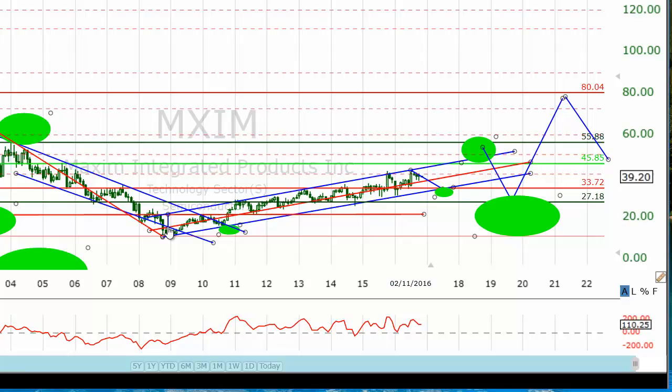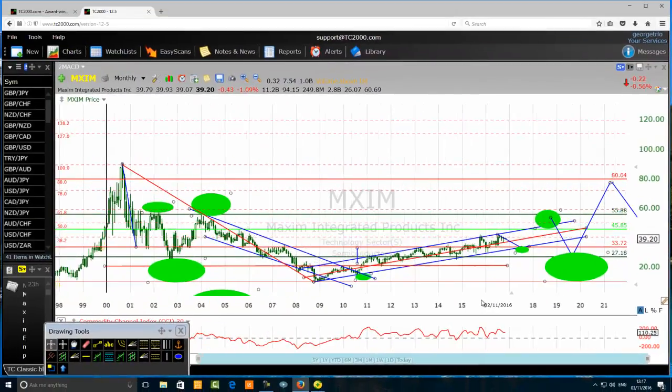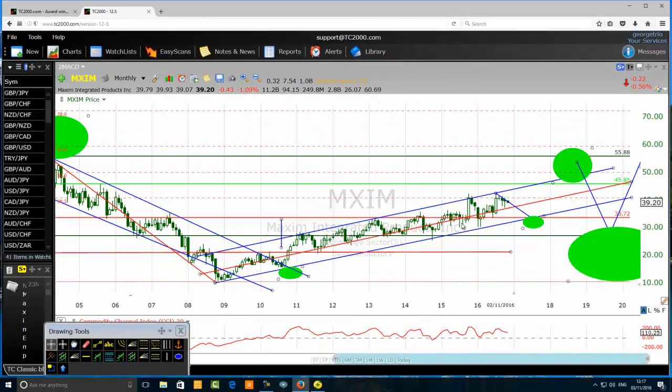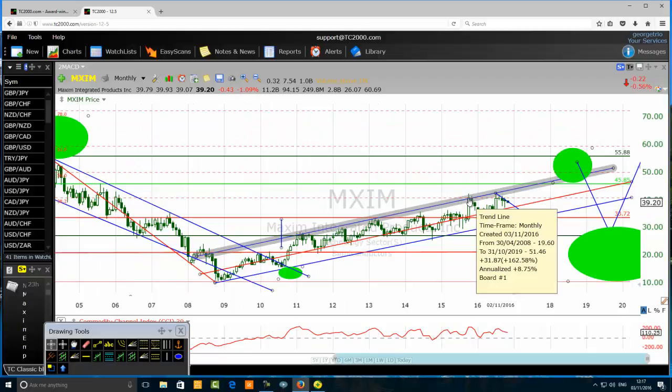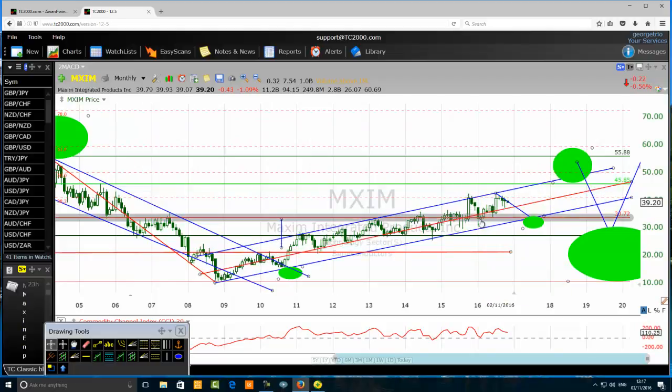So the first projection above the neckline is bringing us to the price level of $33.72. You see now the price breaks. You see how here? This is another professional. See how it breaks above that target level? Boom, retest it, and now it's pushing up to the next target. So where is the next target?